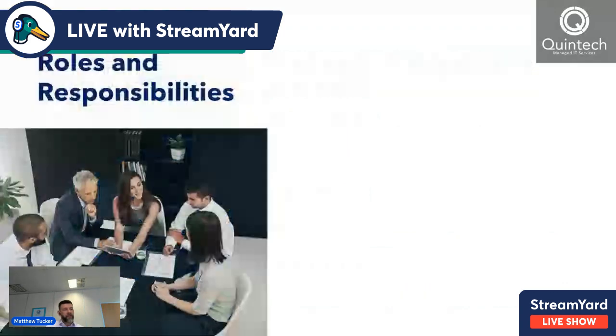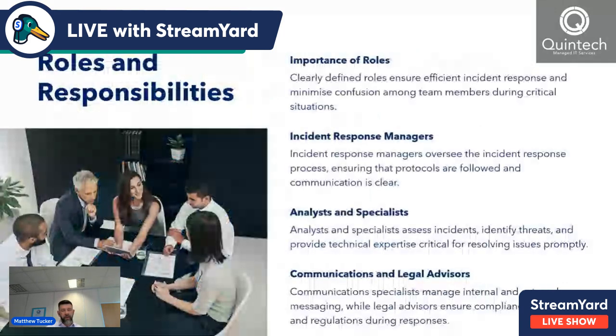So, as we said earlier, the importance of these roles becomes paramount to knowing who is doing what. Clearly defining these roles ensures it's efficient. It's not "who's doing what?" It is a case of, right, this is mine, I do this, this is yours, you do this. And it will minimize the confusion across the team during the critical situation. The incident response managers oversee the incident response process, and they ensure that the protocols within the process are followed and the communication of those protocols is clear.